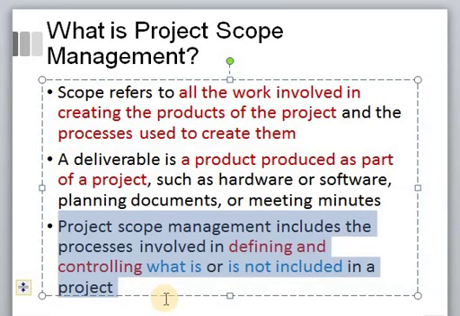Project scope management includes the processes involved in defining and controlling what is or is not included in a project. So in short, project scope management involves all of those processes which we can use in order to define and control what should be part of the project and what should not. Basically, we are going to highlight the important set of tasks that should be part of the project development or management in order to deliver or create the product of the project.